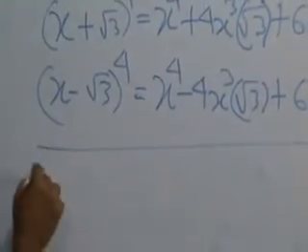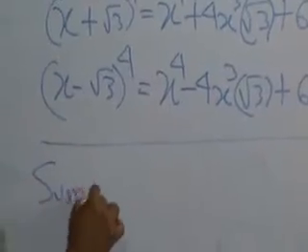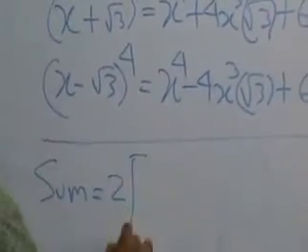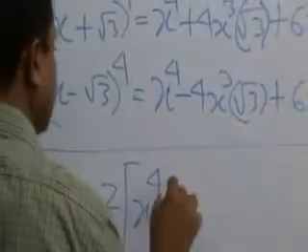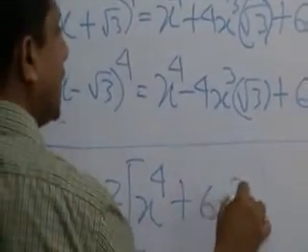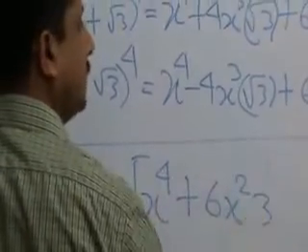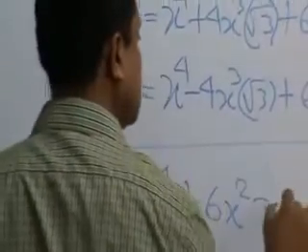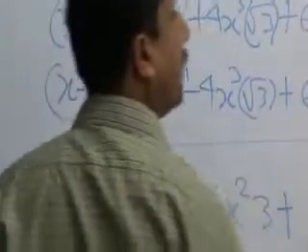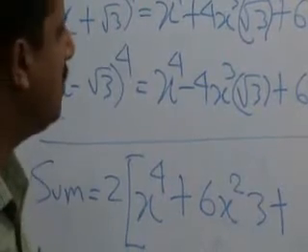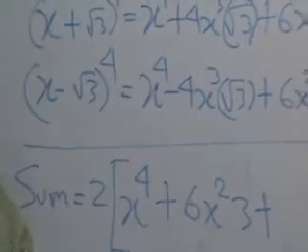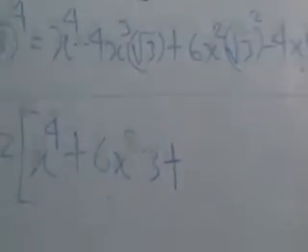So what is the answer then? The sum, that is the required sum, is equal to 2 times x to the power 4. Only I am just writing these terms. And then 6 x square, and root 3 square is 3, so 18 x square. This again cancels. And then it will be root 3 to the power 4, which is 9, so 9 plus 9 is 18. Root 3 into root 3 is 3, so root 3 to the power 4 is 9.